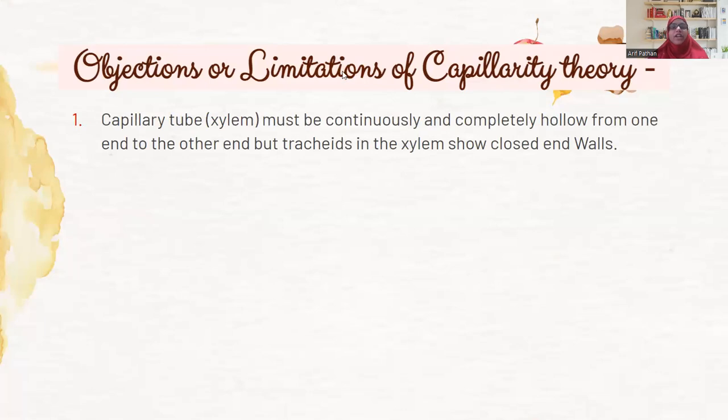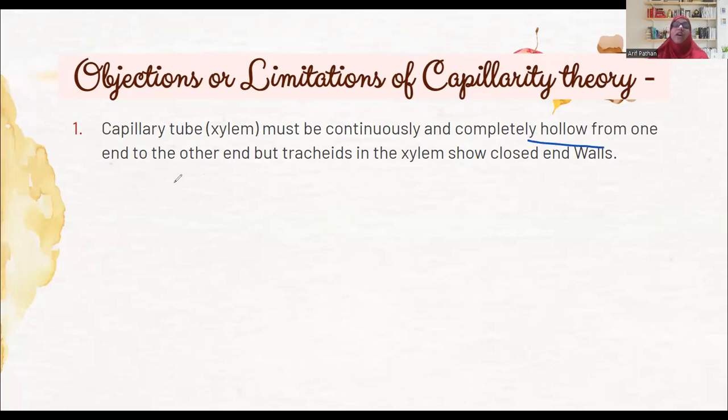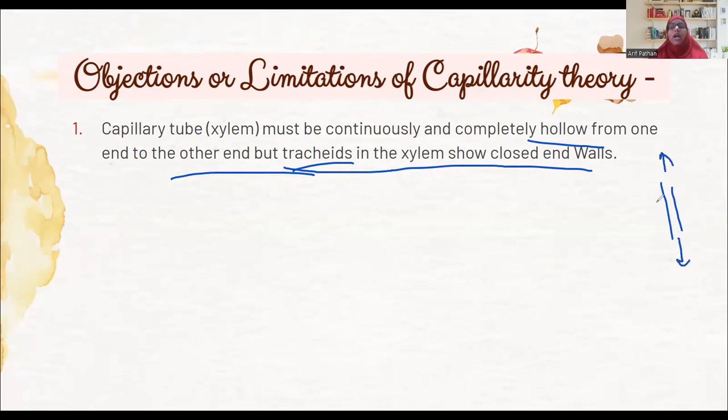The first objection or limitation is that xylem must be continuously and completely hollow from one end to the other end. But tracheids in the xylem show closed end walls. Tracheids are the part of the xylem which are not open from free end to free end. At some places they show closed end walls. So how does capillary theory explain that? In capillary theory, it has to be hollow to take water from one end and conduct it to the other end. But tracheids have closed end walls.